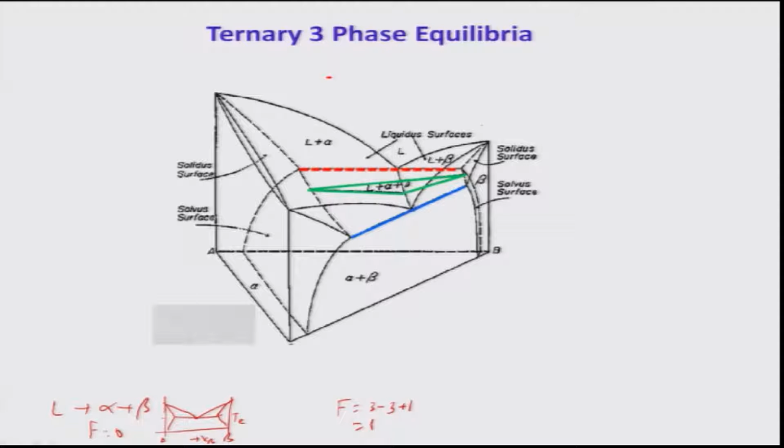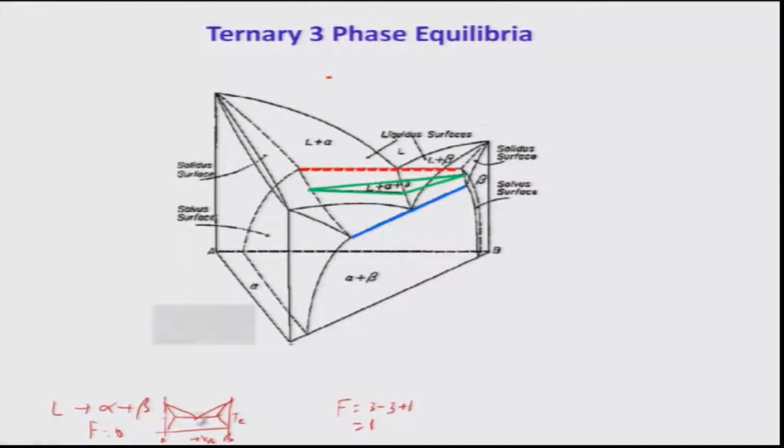If the system is monovariant, then it occurs over a temperature range. It cannot be at a point or at a fixed temperature. In a binary system, the degrees of freedom is 0, because of that your temperature is fixed and composition is fixed. This is composition, this is temperature. You cannot change any of this.